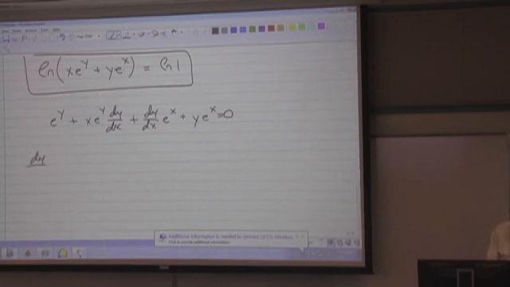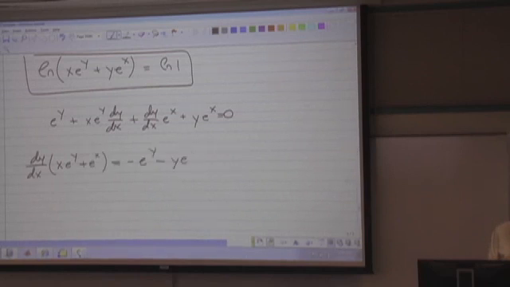So dy dx times x e to the y plus e to the x equals minus e to the y minus y e to the x. And so dy dx is equal to minus e to the y minus y e to the x over x e to the y plus e to the x.